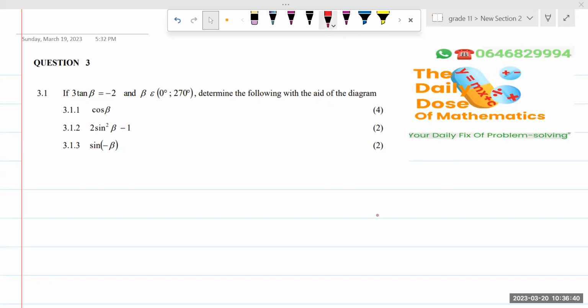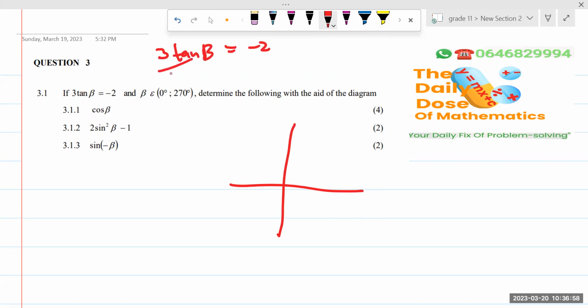So if we are to use an aid of a diagram, we are going to use the right angle triangle structure. From here we can decide, okay, we are given 3 tan beta equals -2. And then from here, if you divide both sides by 3, it says the tan of beta is going to be given by -2 all over 3. What they're trying to say here is that the tan of beta should be negative.